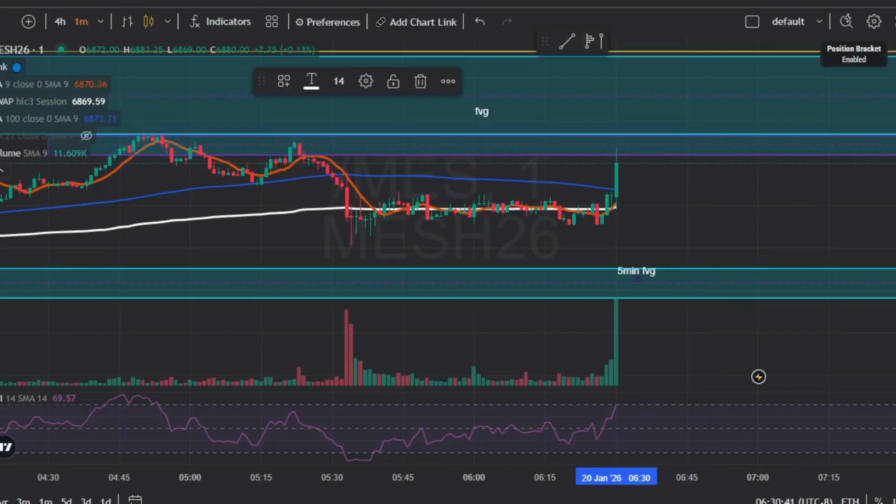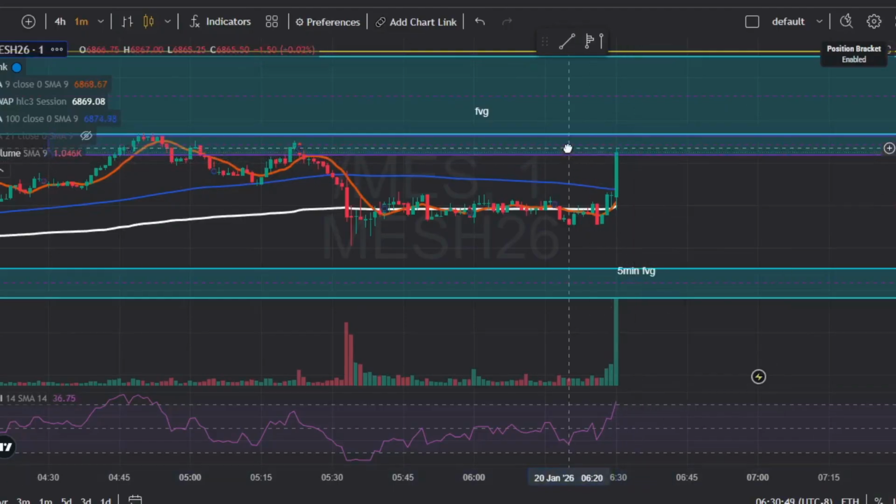And so this right here is pretty much MES, January 26th, 6:30 in the morning, so West Coast. So the market just opened. I don't really like trading the opening bell. I just feel like it's a lot riskier. The market doesn't respect levels. It does whatever it wants to do in the morning.